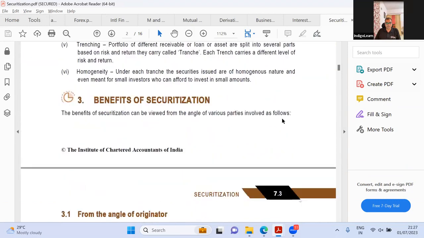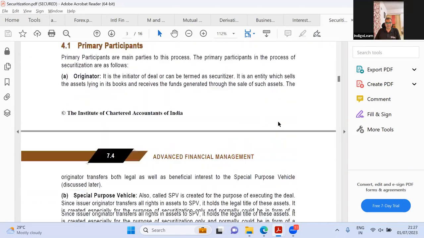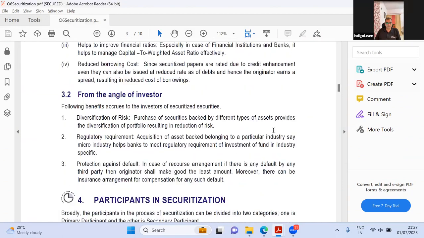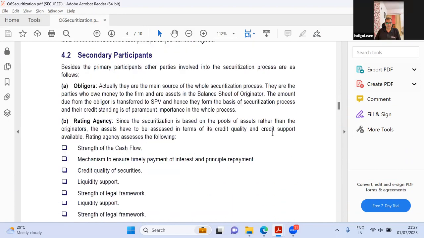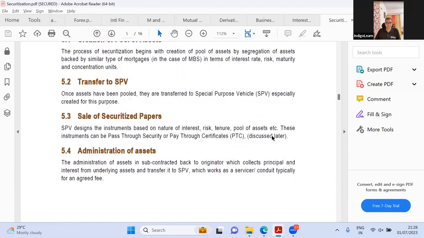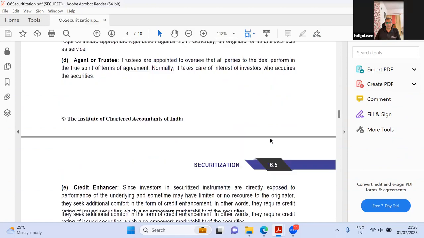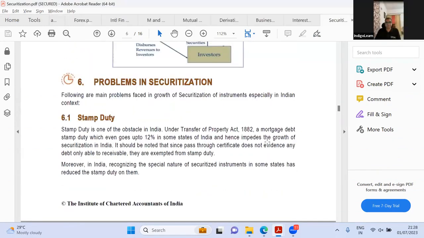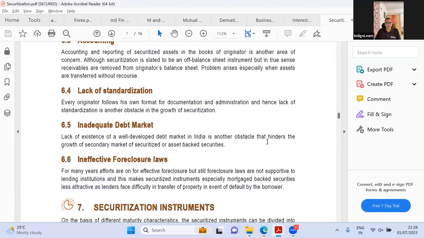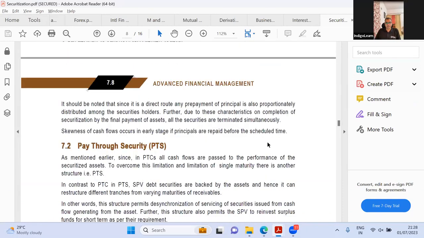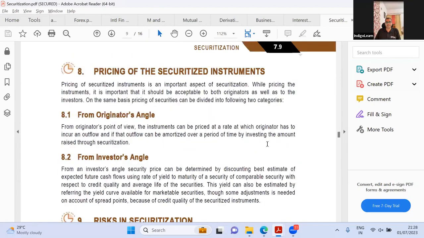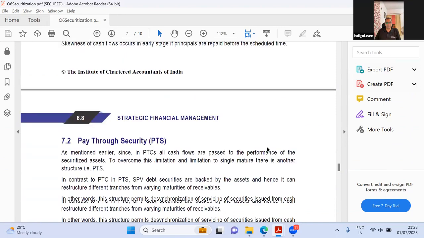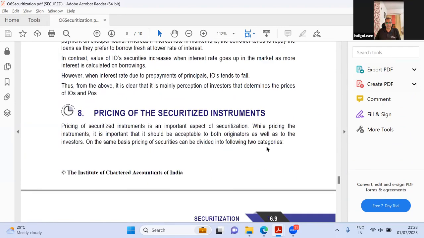Features, benefits. This is all pretty much the same, guys. There's absolutely nothing new. I actually remember the chapter, primary participant, secondary participant, same stuff, and so forth. Mechanism, repayment, credit rating. So they've actually stuck to the same images as well. Problems. And what else? Securitization instruments. And stripped securities, they've explained that. Pricing. Yeah, so I think we had pricing also. Securitization, pay through, strips, pricing. And then securitization in India as a chapter.